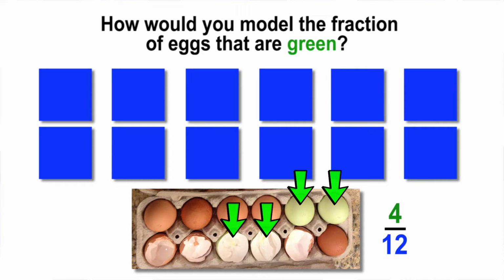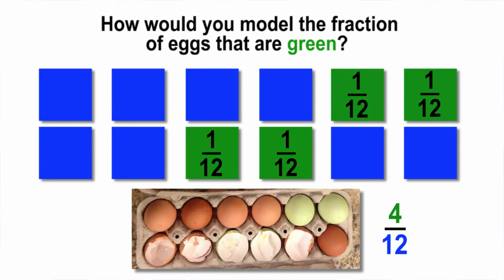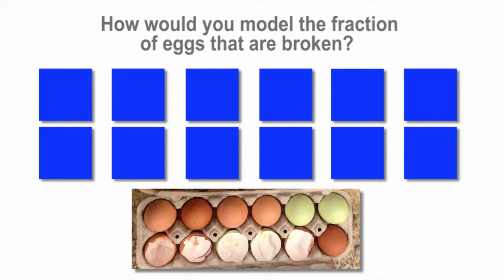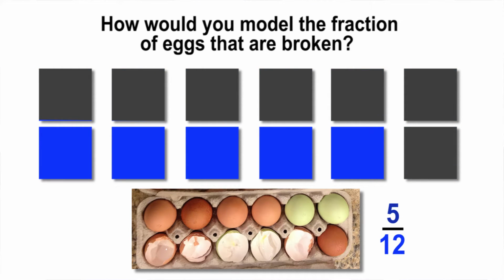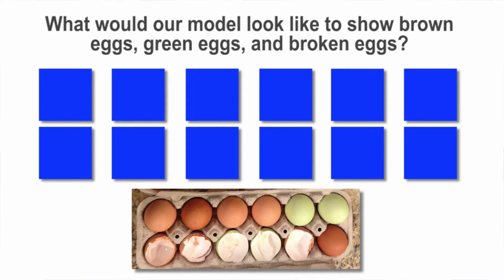4/12 are green, although 2 are broken and 2 are not. We'll use green tiles to represent the 4 green eggs. What fraction of the eggs are broken? It looks like of the total 12 eggs, 5 are broken and 7 are not. So 5/12 of the eggs are broken. What would our model look like to show the fractional amount of brown eggs, green eggs, and broken eggs?